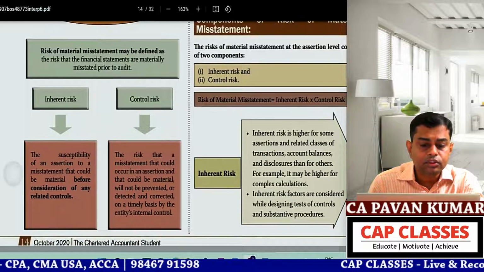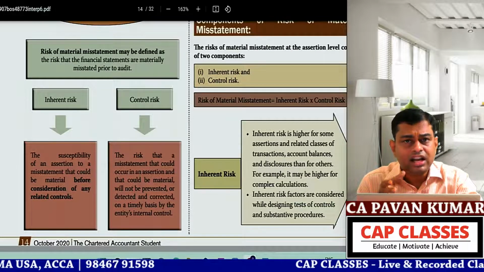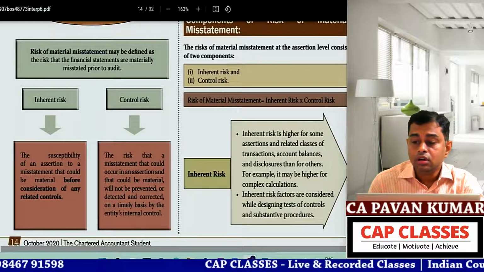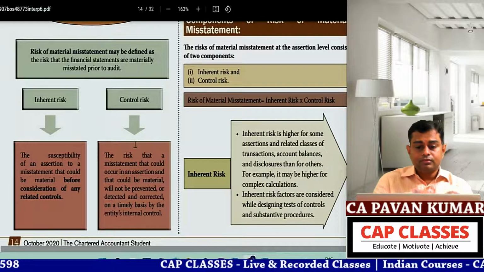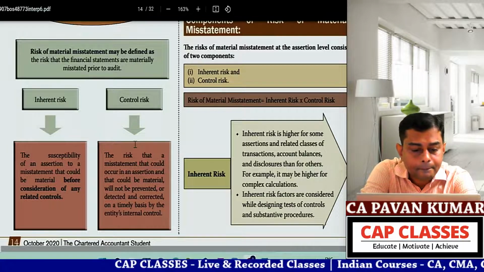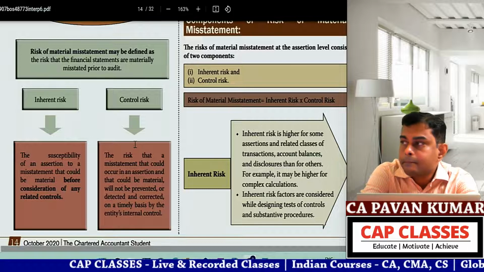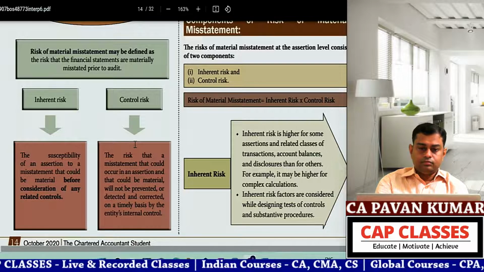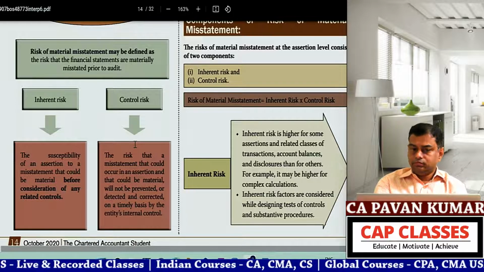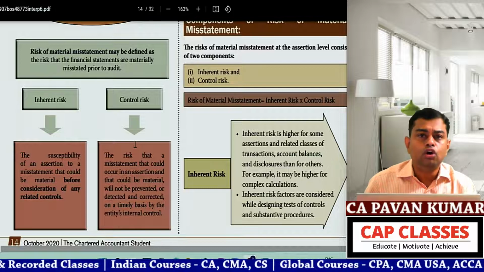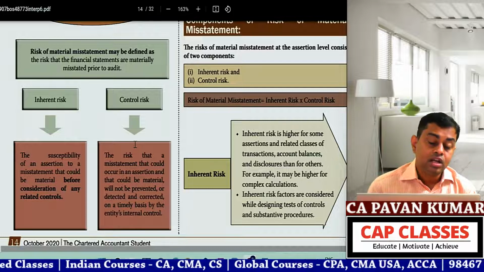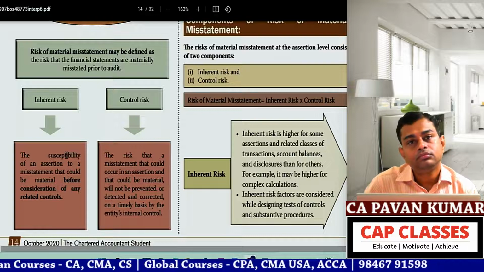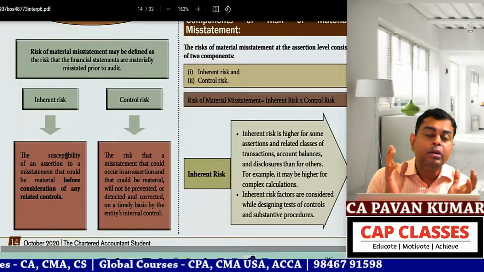So read this part. Though it is from CA Intermediate level, definitions and key concepts will never change. That remains the same. So, Adarsh, can you read this? Risk of material misstatement may be defined as the risk that the financial statements are materially misstated prior to audit. Inherent risk, the susceptibility of an assertion to a misstatement that could be material before consideration of any related controls. So, whether you have controls or not, inherently something will happen. Inherent means unavoidable. Susceptibility means prone to, vulnerability, the probability of existence. Susceptibility means financial statements are open to a material misstatement.